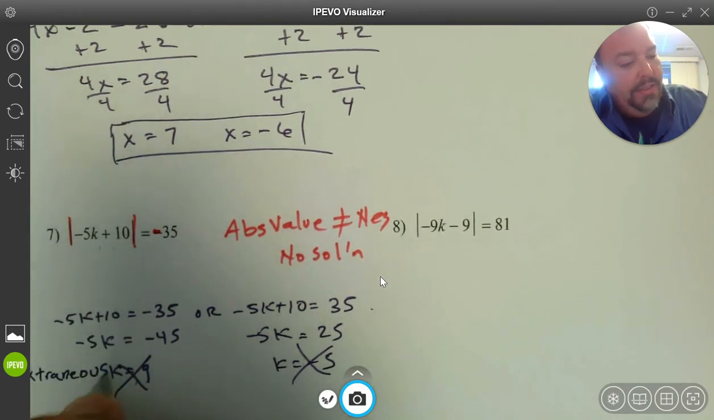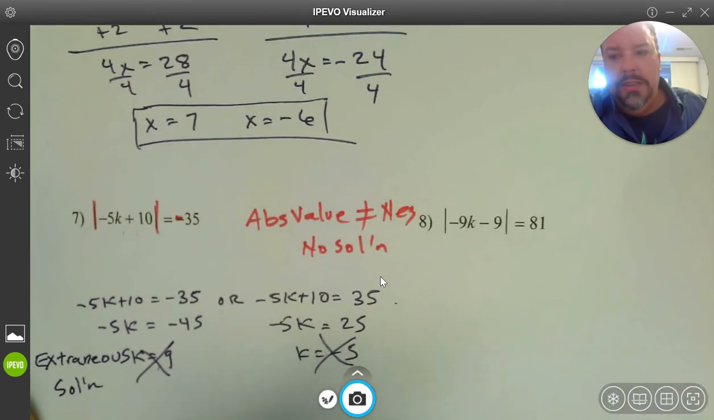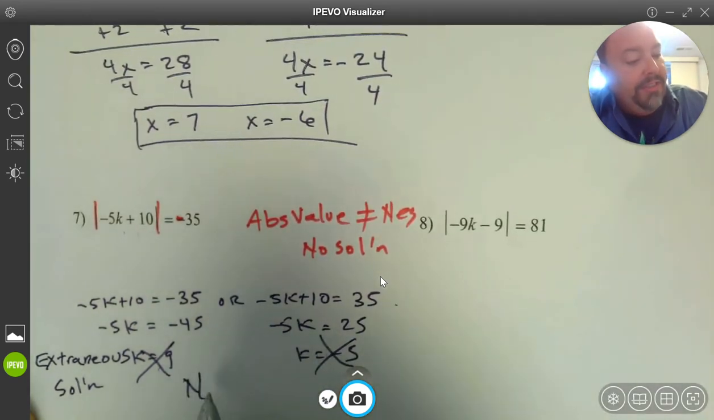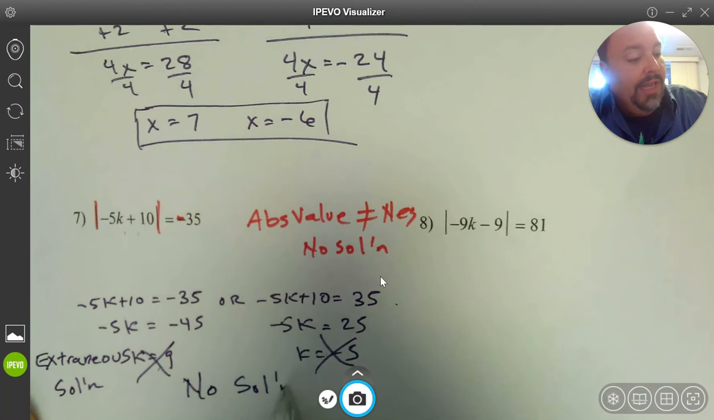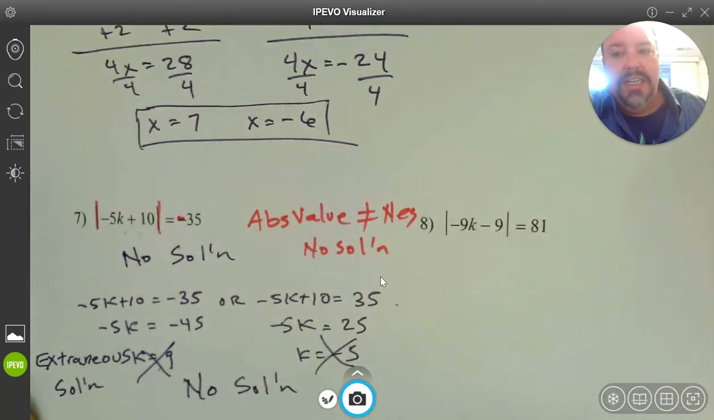Extraneous solutions. They're solutions that we get when we solve it, but they don't actually work in the original. And so the best answer here again is no solution. And again, we could have just stopped up here without any other work and just say no solution.